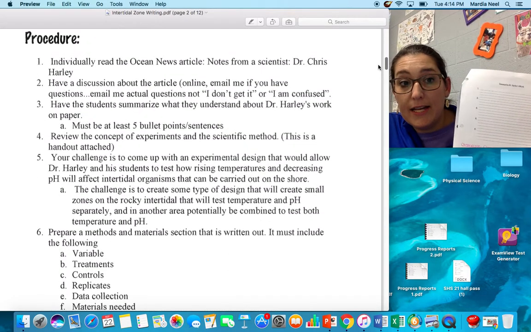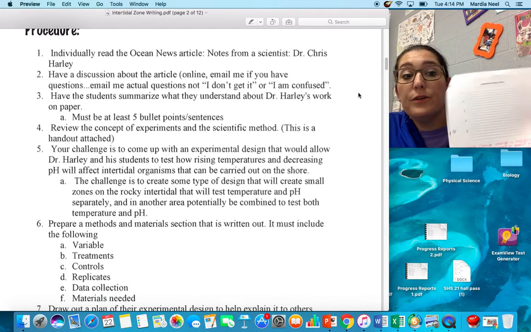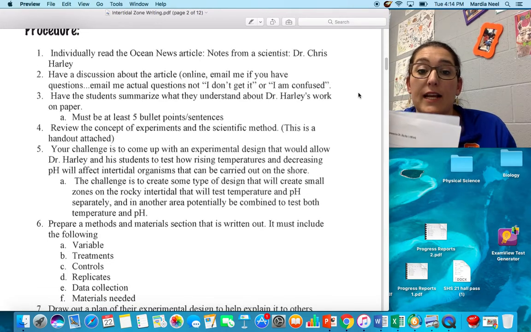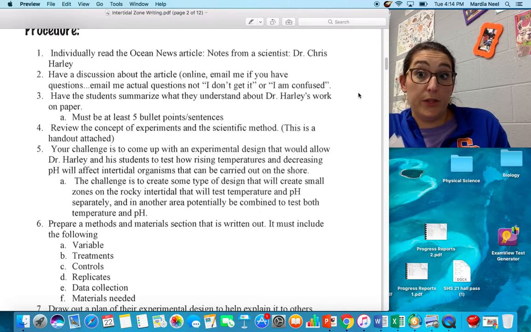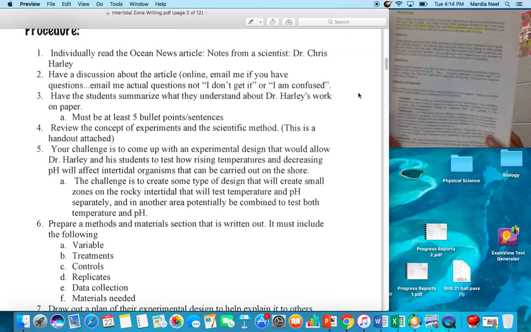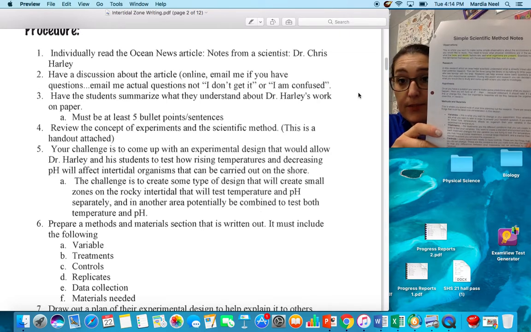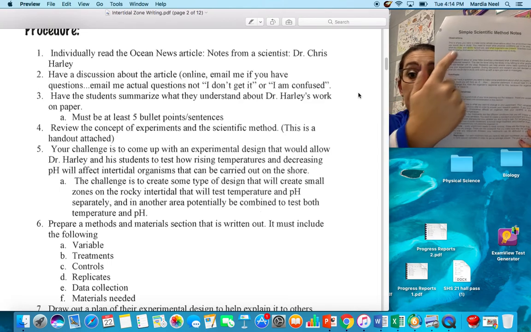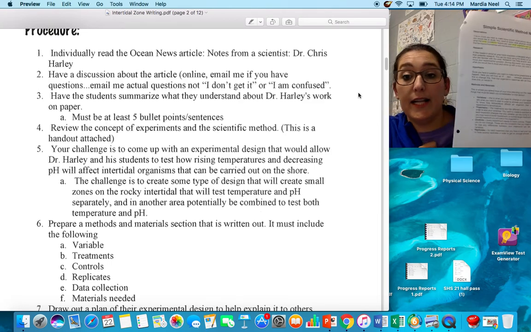Once you have done that, you need to review the concept of experiments and scientific method if you don't remember those things. If you don't remember those things, there's a handout attached. This is Simple Scientific Method Notes. Miss Neal again went through when she read it and highlighted what was important.